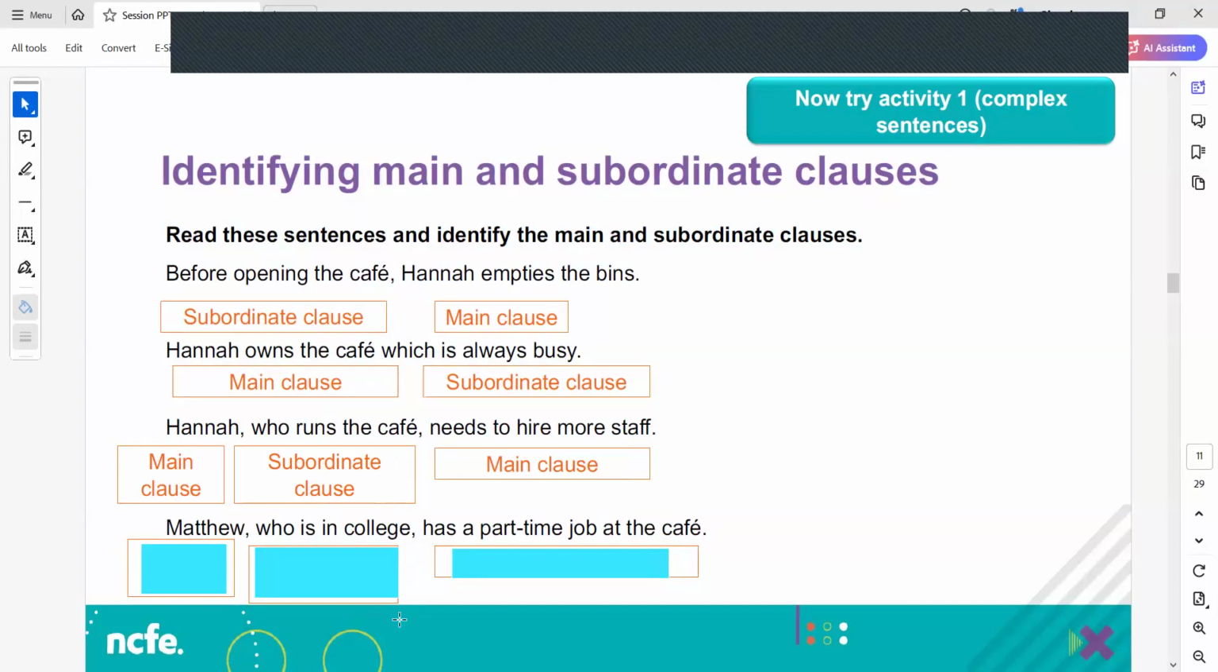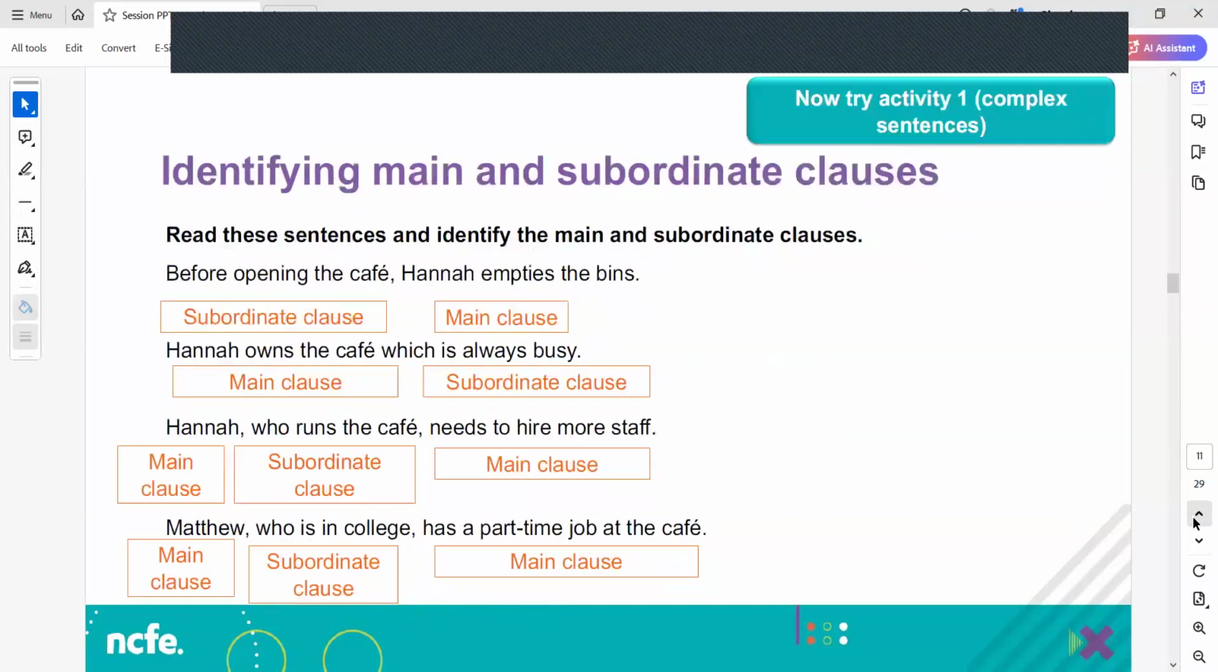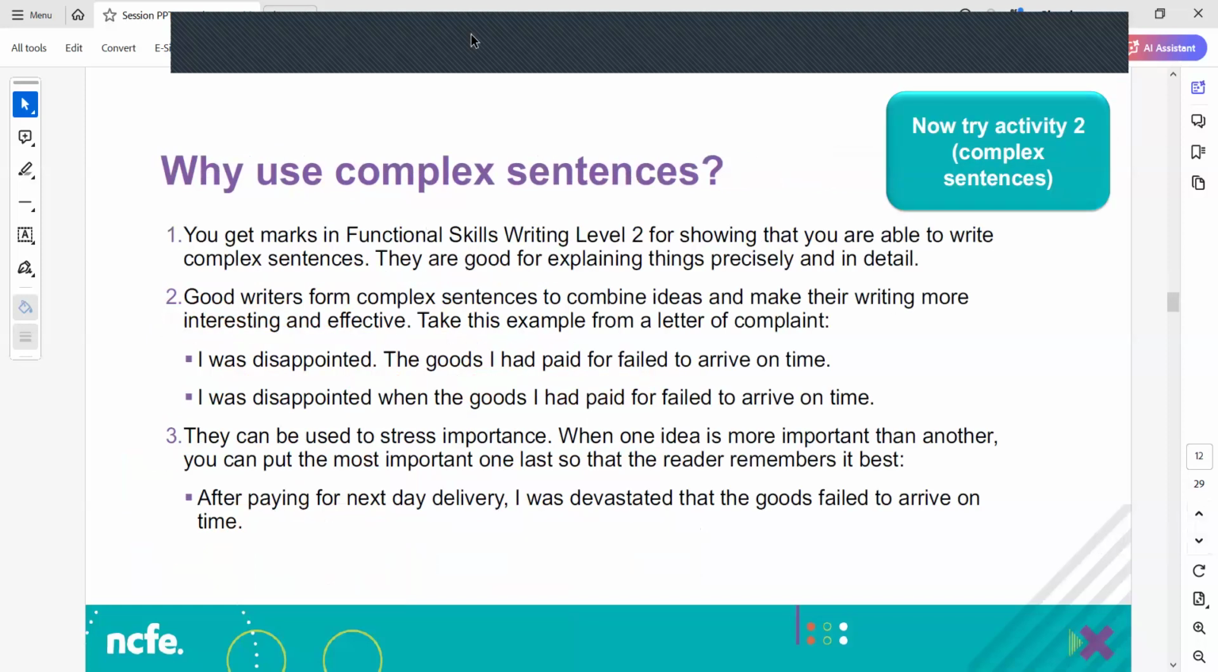Finally, Matthew, who is in college, has a part-time job at the cafe. Matthew has a part-time job at the cafe. Main clause. Good. Which means "who is in the college"? Subordinate clause. Good. Well done. Anybody got any questions about the main and subordinate clauses? Okay.